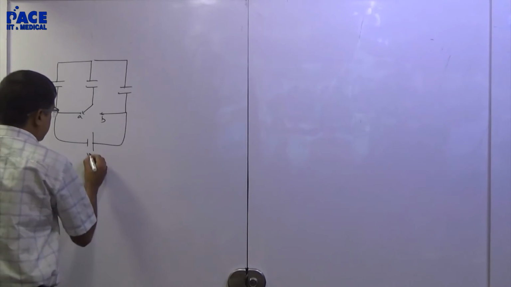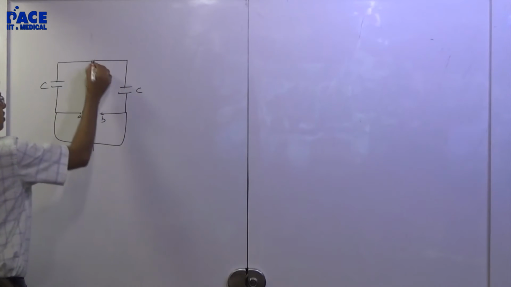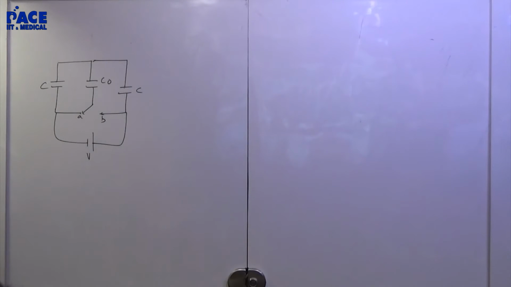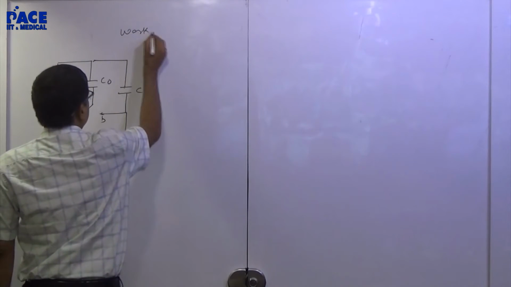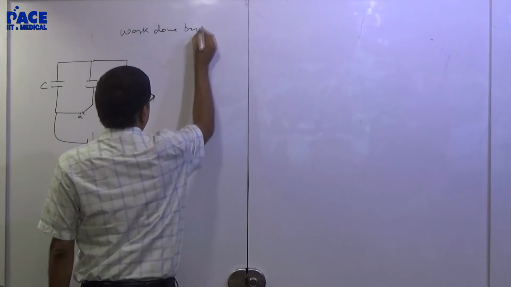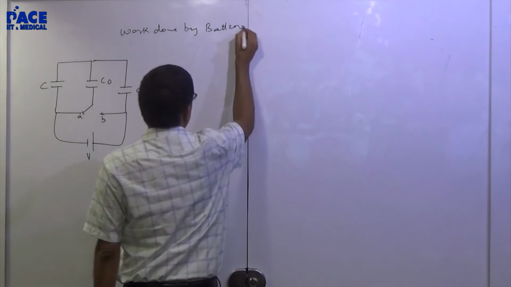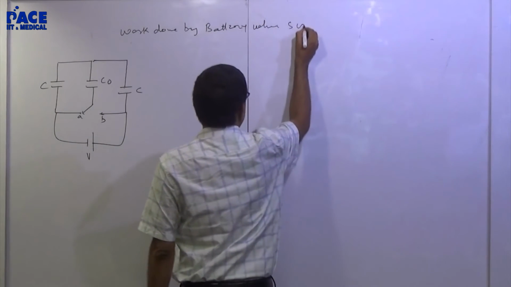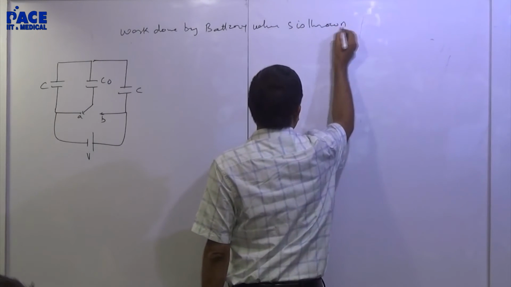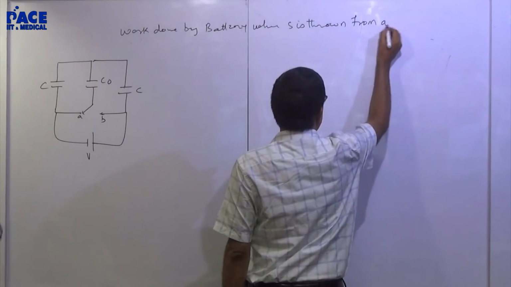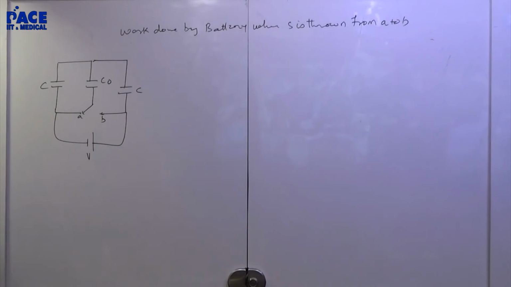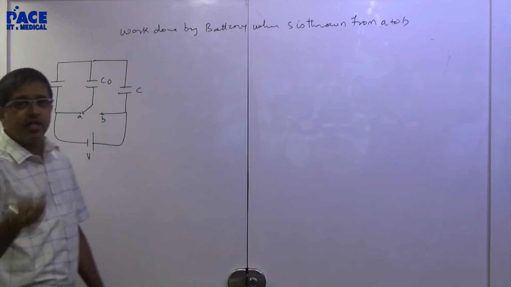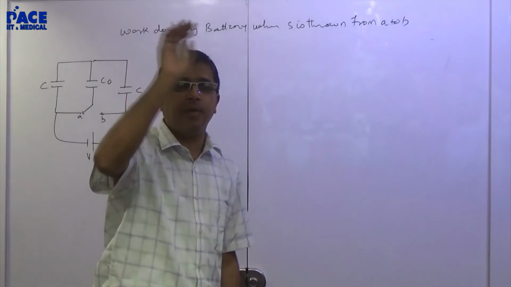Now Nirudov says this is C and this is C naught. Nirudov is asking you what is the work done by the battery when the switch S is thrown from A to B. You throw the switch from A to B. I should know what additional charge is being pushed by the battery.